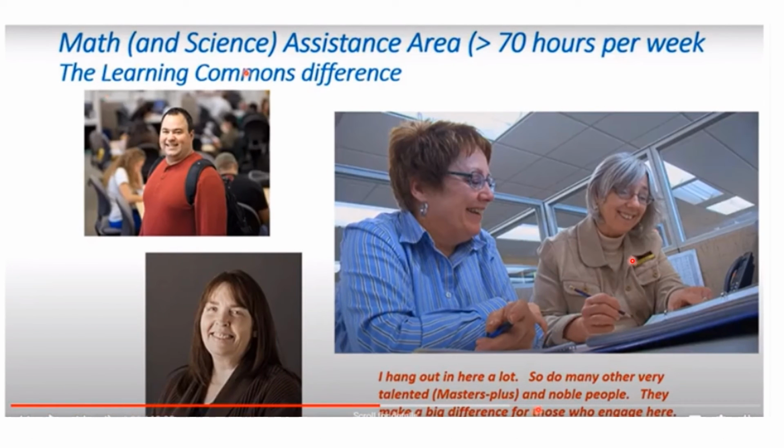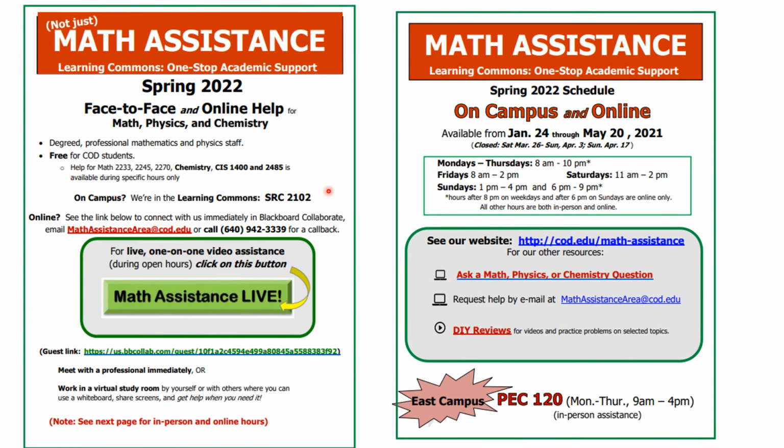I also mentioned the Math Assistance area as a wonderful place to go. I told you that they were open over 70 hours per week. Here's some additional data. You can get face-to-face help for math, physics, and chemistry, both on campus and online. There's a one-touch that will get you there, and there are many different locations. So this is something you may want to refer to often just to get there. It's not just math assistance.